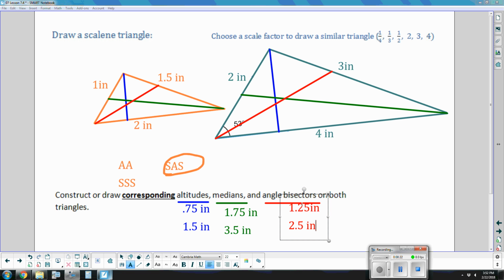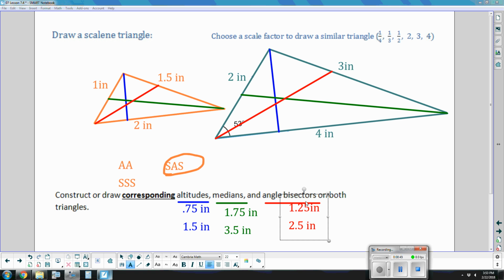All of these measurements I just got from using a ruler on the note sheet. So you'll have to draw the segments and then use a ruler to measure the length of those segments. For the angle bisector, you'll have to actually measure the angle and divide by 2 in order to draw that segment. And then with your ruler, measure how long the segment is.